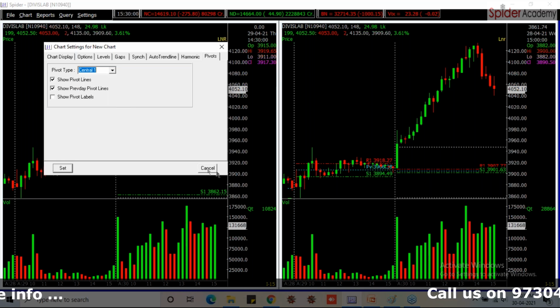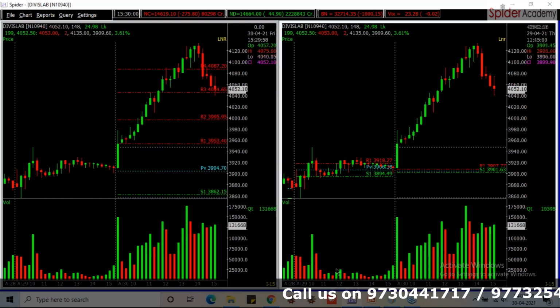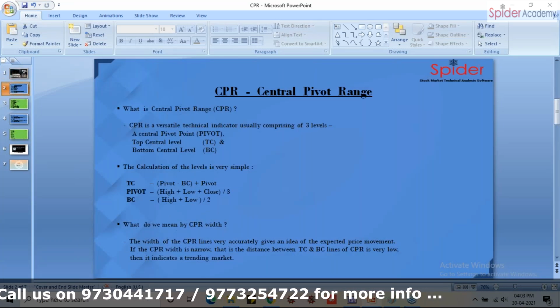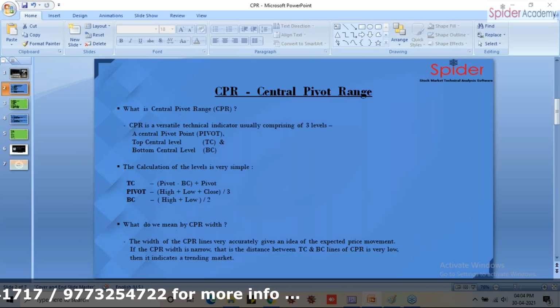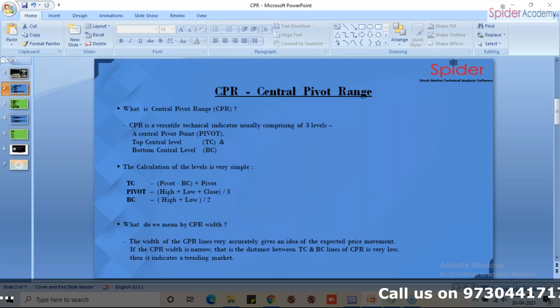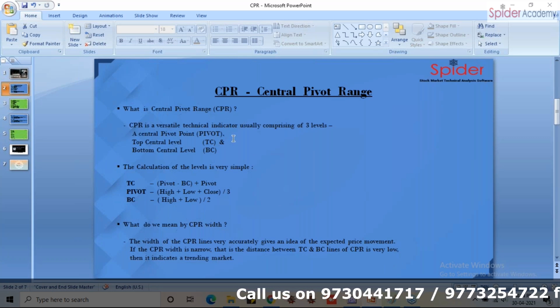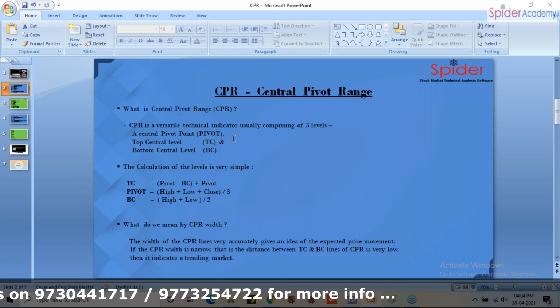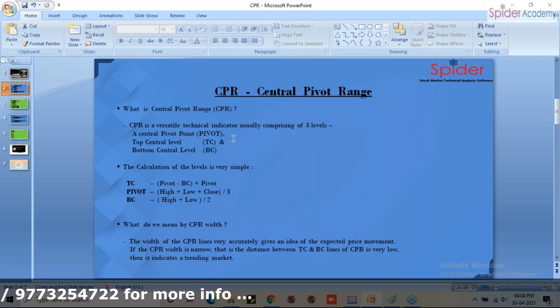The full form of CPR is central pivot range. It is a versatile technical indicator usually comprising three levels. The first is the pivot, the central pivot point. Second, TC, that is the top central level. Third is BC, that is the bottom central level.